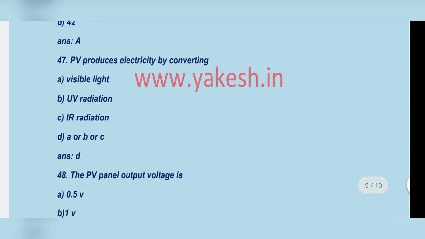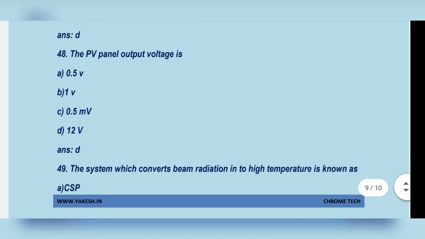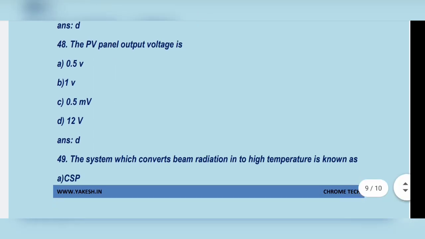PV produces electricity by converting option D. Option D is the correct answer: visible light, UV radiation, IR radiation. The PV panel output voltage is option D, 12 volt.